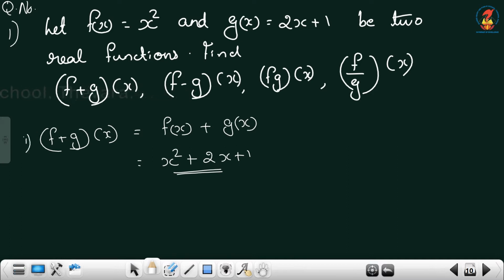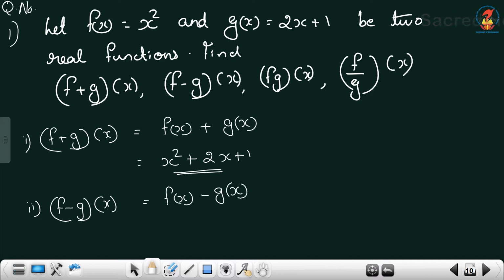Now the next one is (f minus g)(x). It is defined as f(x) minus g(x). Okay. So that's equal to x square minus (2x plus 1), that is x square minus 2x minus 1.